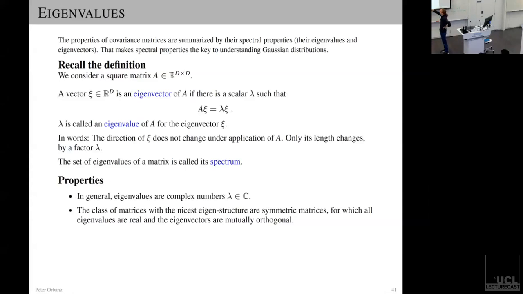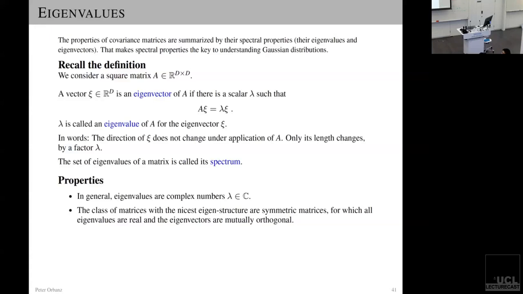So we have some matrix A, and it's a square matrix with d rows and d columns. And now we're going to look at a vector in that d-dimensional space, and we call that an eigenvector if applying the matrix to it only scales it, right? If we have a vector that's some direction in space, and now we apply a matrix to it. A matrix is a linear map, so it can do various things to that vector. It can rotate it around the origin. It can change its length.